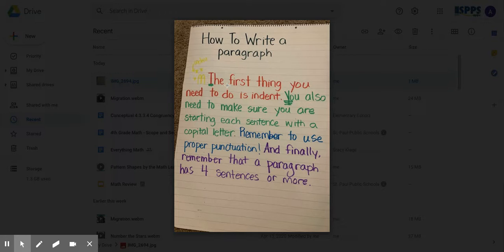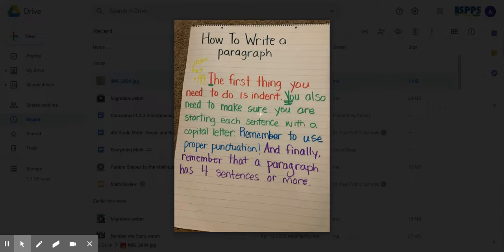So it says the first thing you need to do is indent. And you guys know this. This shows two fingers. You should start your first word about two fingers in. So it should look like this. And you'll notice all the other words in the paragraph come all the way over to the other side of the paper. But your first line should start about two fingers in. And that's called indenting. So the first thing you want to do is indent.